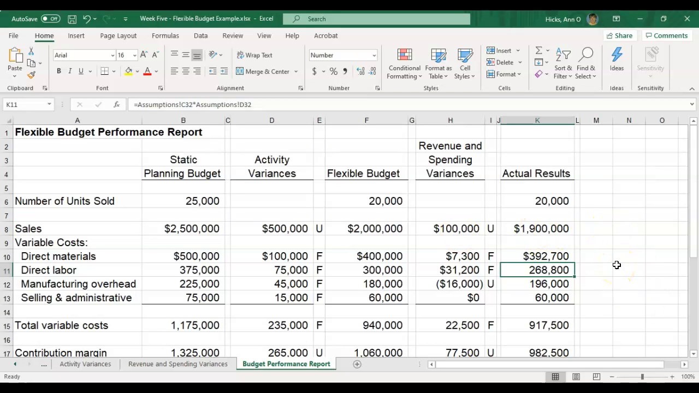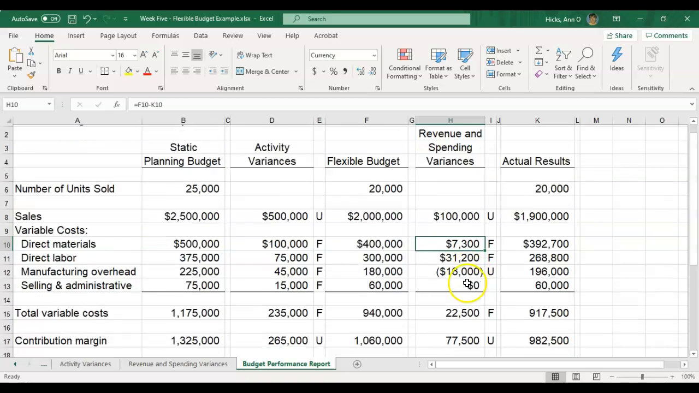Now, just another comment about the spending variances over here, the 7,300, 31,200. Next week in chapter 10, we're going to look more closely at these spending variances and identify for those direct materials, okay, if we spent $5.10 versus $5 per yard, how much of this difference is because we may have used more or less material than we had budgeted on each unit. So we're going to break these out even further, but we'll save that for next week.